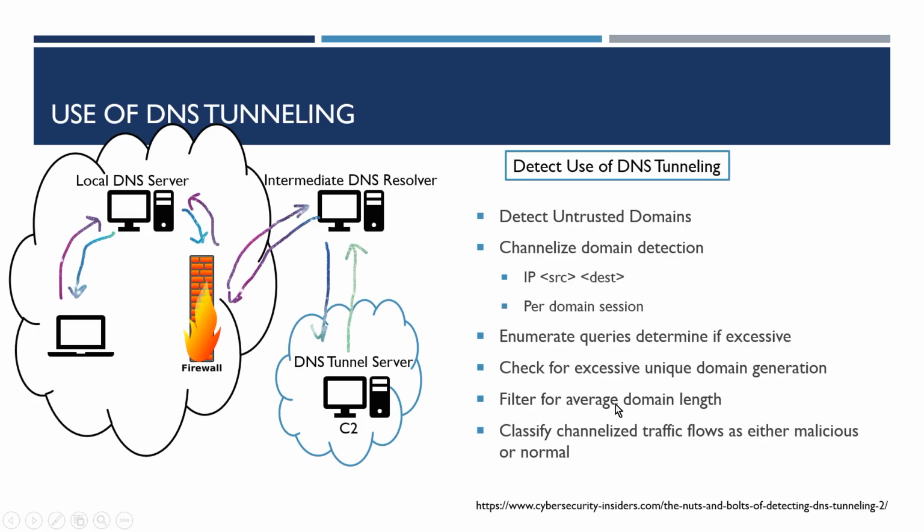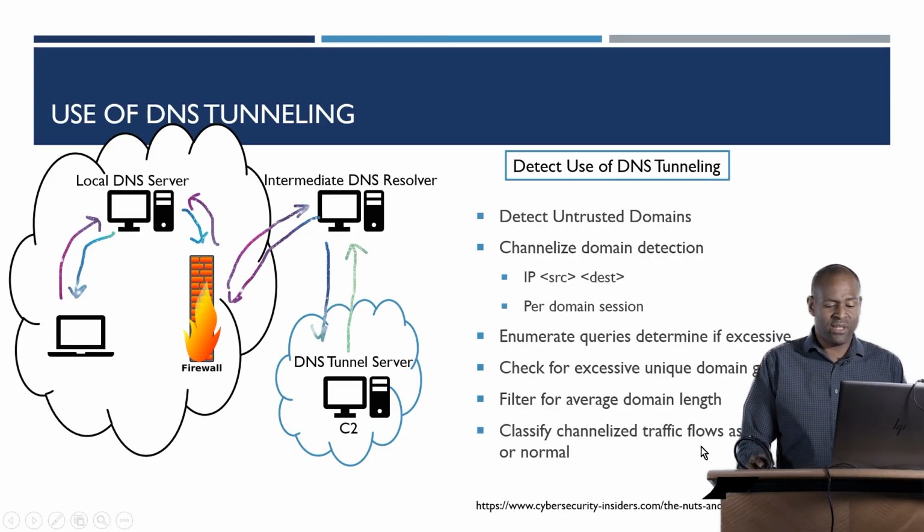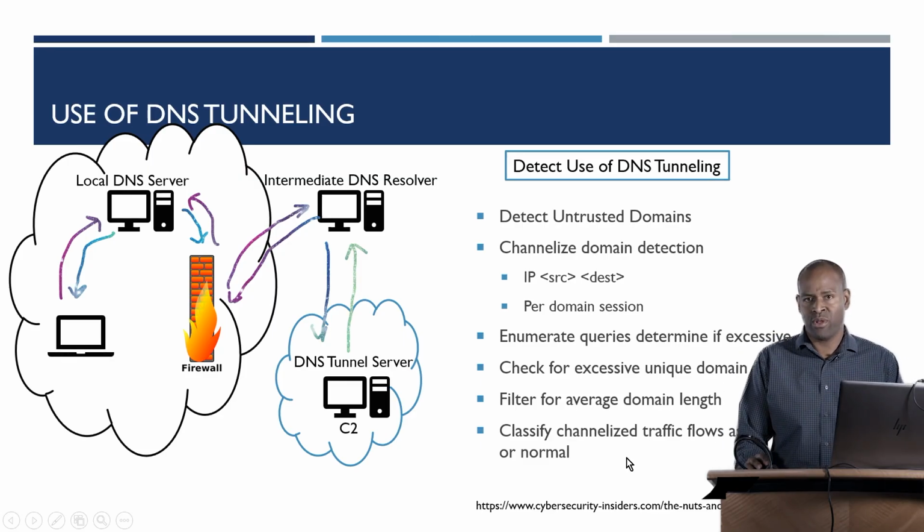Also, we want to filter for the average domain length. So what is the average domain length? How many characters is it? Well, what if I have a lot of domains all of a sudden that fall outside of that average? Well, I should flag that also. And also classify any channelized traffic flows as either malicious or normal.